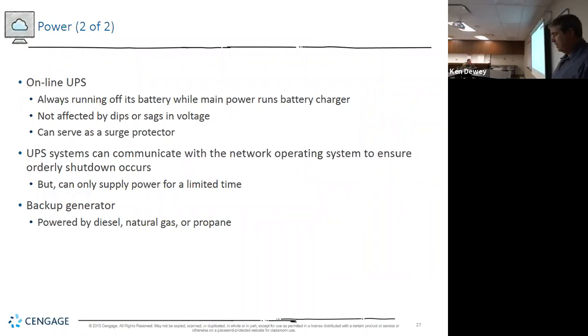Online UPSs. I know you guys have probably never seen it, but we took a tour of this at one time. They have an entire room of batteries. They're literally running off of the batteries. They're charging the batteries via AC power and running off of the batteries at all times. That way, if they lose power, they're still running off the batteries. And at that point, their diesel generators kick on to continually charge the batteries. So it says always running off the battery, not affected by dips or sags in power, and works much better. Also functions as a surge protector, but it's much more expensive. I mean, much, much more expensive.